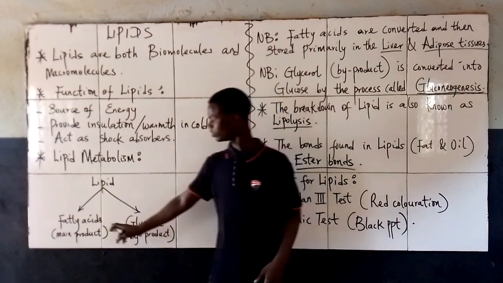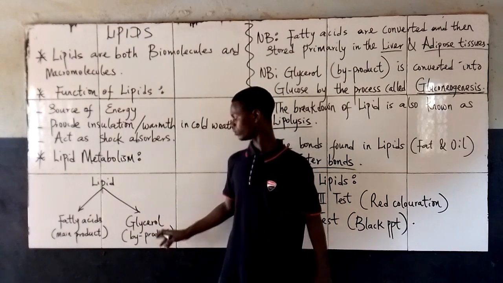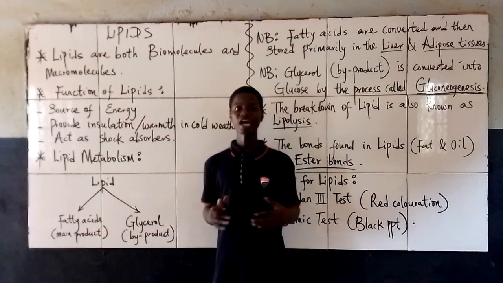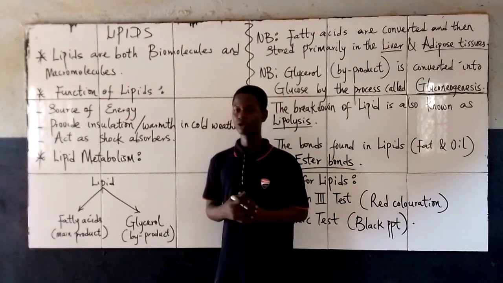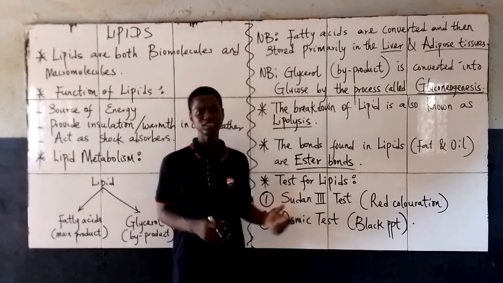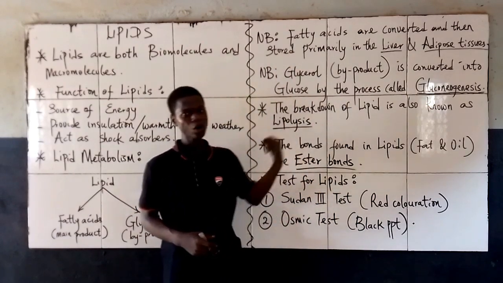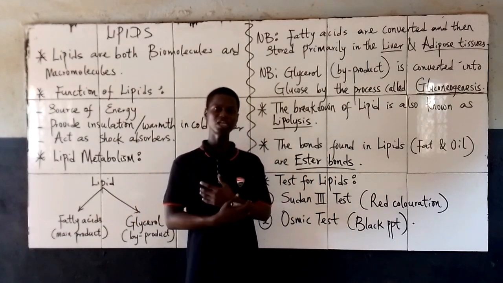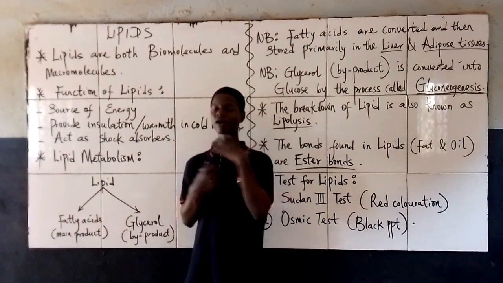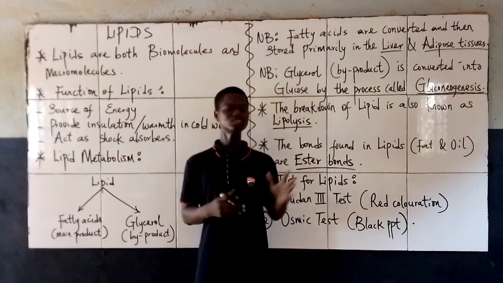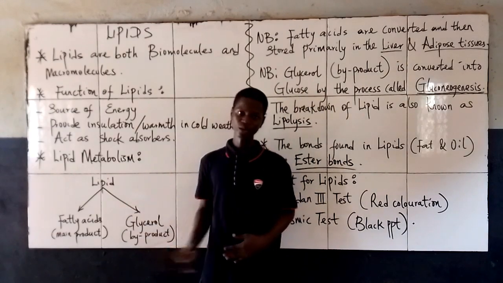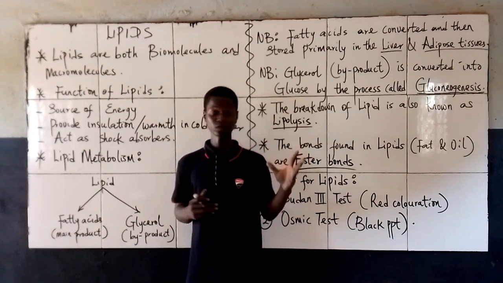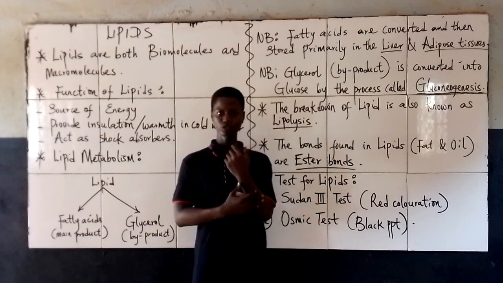So let's see what will be the fate of fatty acid and what will be the fate of what? Glycerol in the body, because they will not just remain like that. They have to be what? Converted. So let's see what will become of them. Now for fatty acid, it will be converted and then stored in the liver and the adipose tissue of the body. The adipose tissues of the body are found mainly in the skin and around the organs of the body. So once fatty acid has been formed from the breakdown of lipid, it will then be stored in the liver, that's an organ, is it not? And also where? In the adipose tissues, is it not?